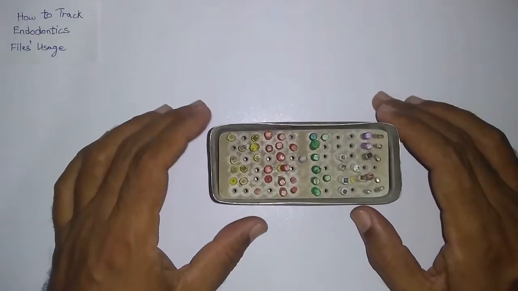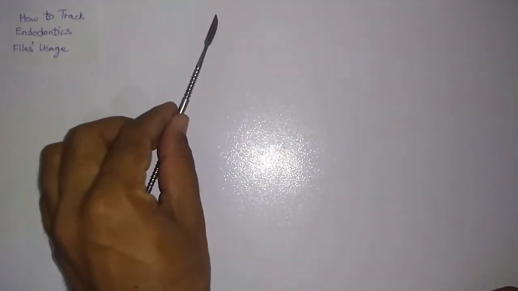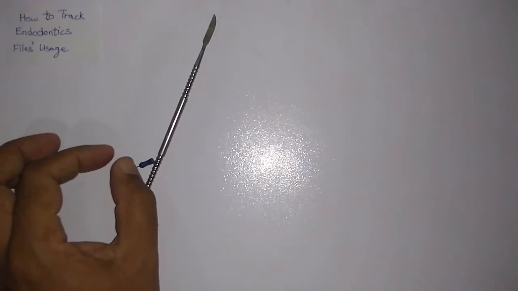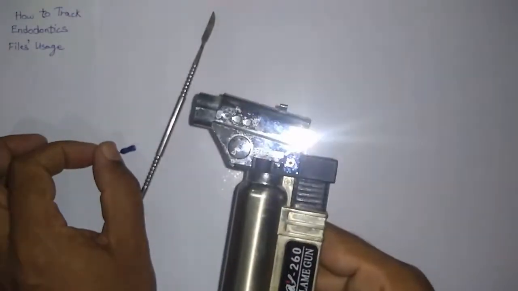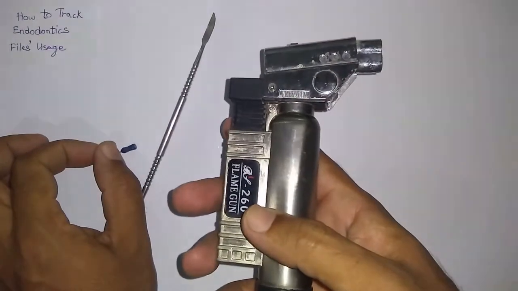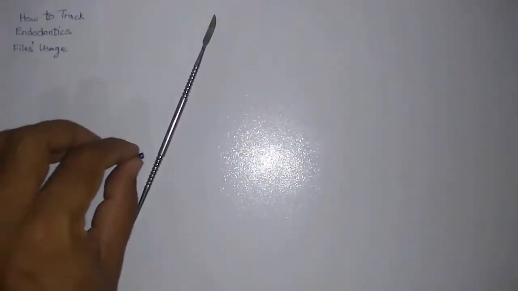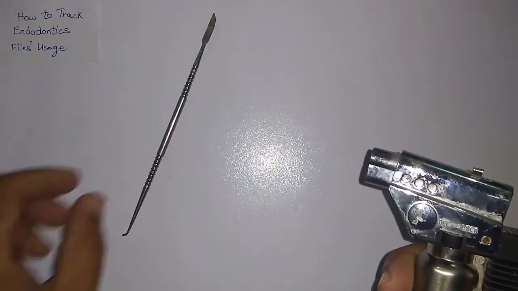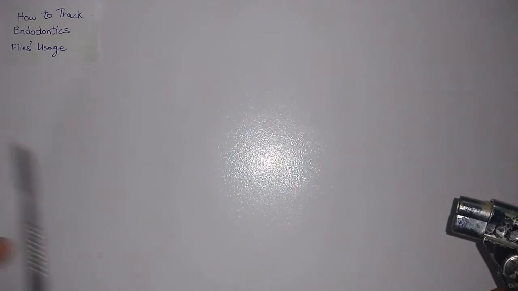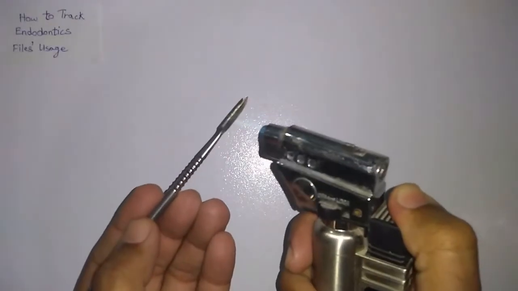For this purpose, I am going to show you a very neat trick how you can track these files with ease without any unnecessary increase in cost. For this you need a wax carver, a file, and your trusty flame gun or flame torch, as some people would like to call it. The trick is pretty simple. You just take the flame gun and you heat the wax carver for a second or so.